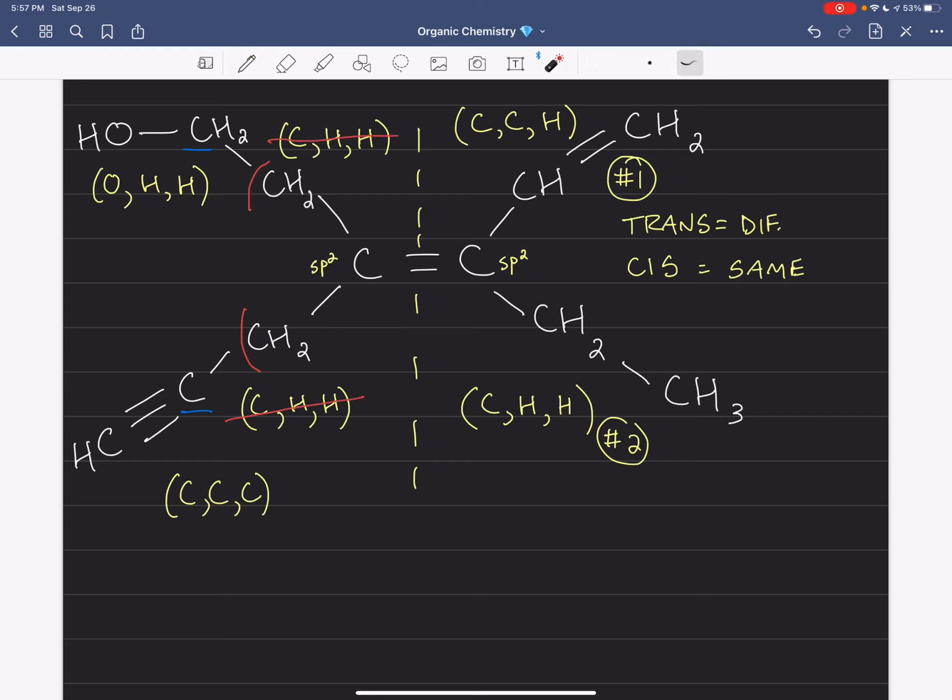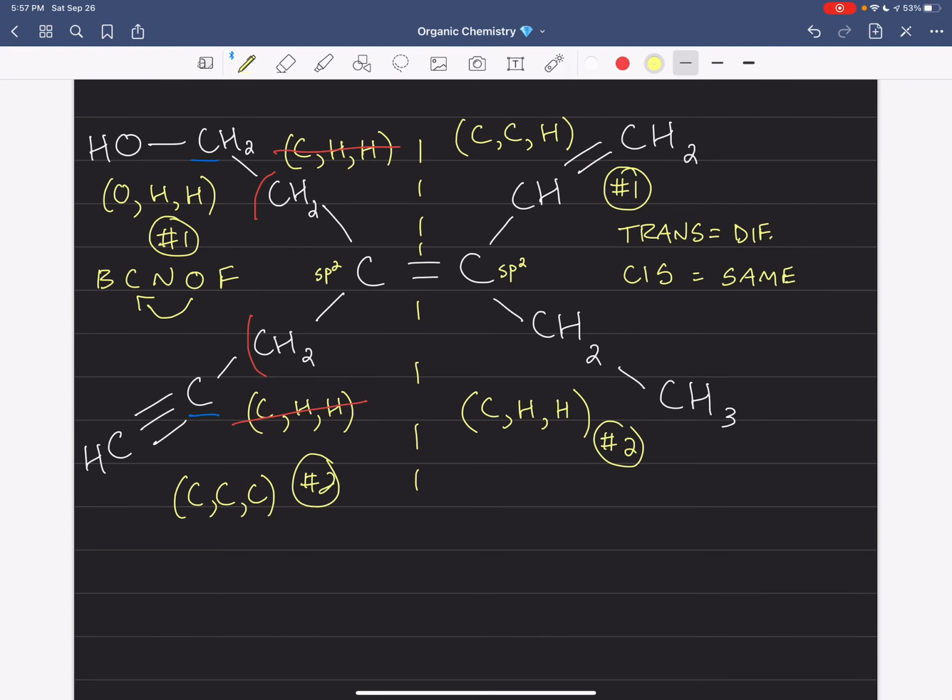So already we have oxygen versus carbon. Oxygen is larger, right? Oxygen is larger. It has a higher atomic number than carbon. So the one with the oxygen is going to get the number 1 ranking. This is going to get the number 2 ranking. And what do we have? Everything's on the same side. We have 1 and 1.